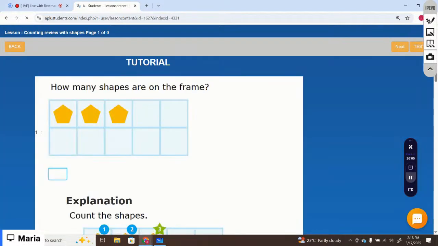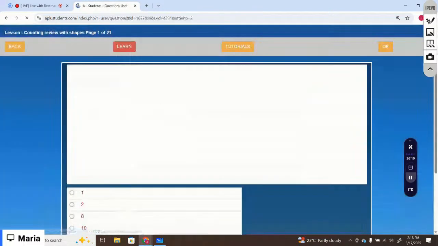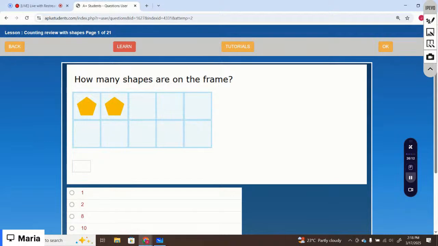Counting review with shapes. Let's just start with the lesson. I'm going to start with the test questions where we can do more practice questions. How many shapes are on the frame?